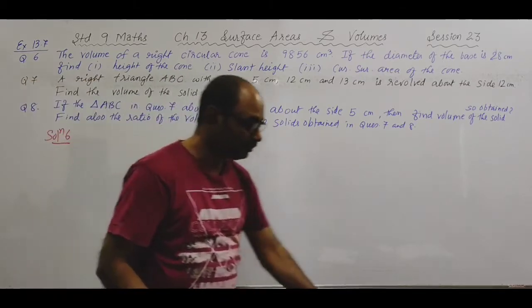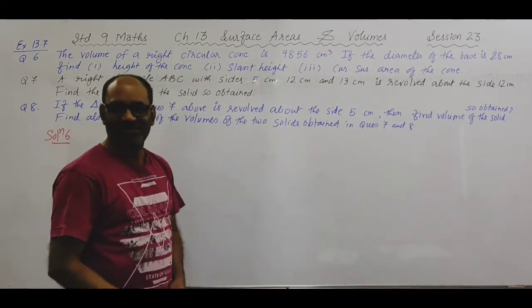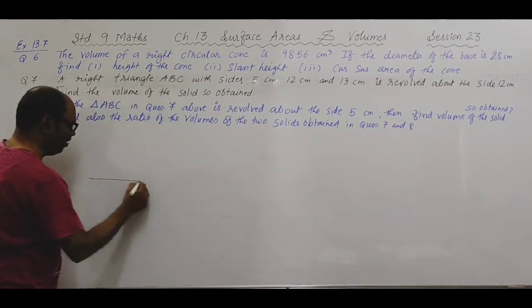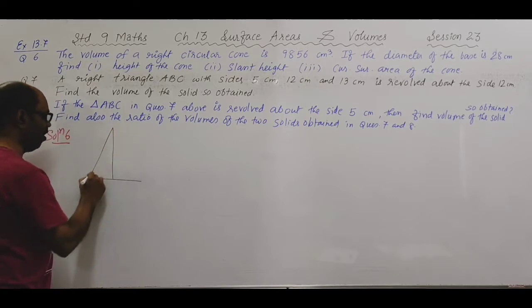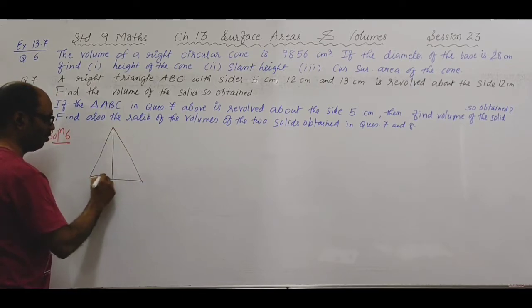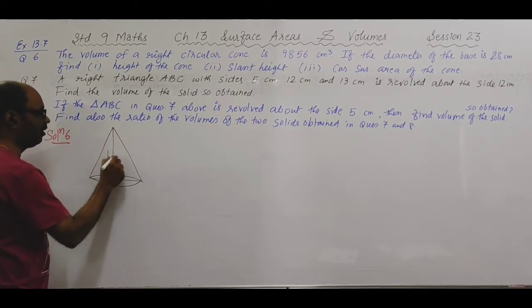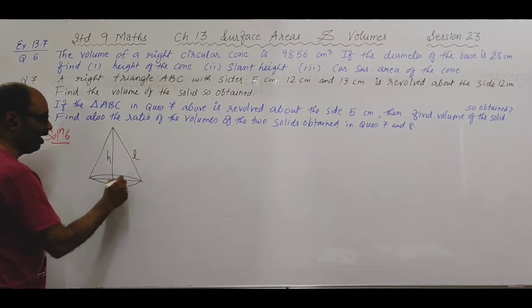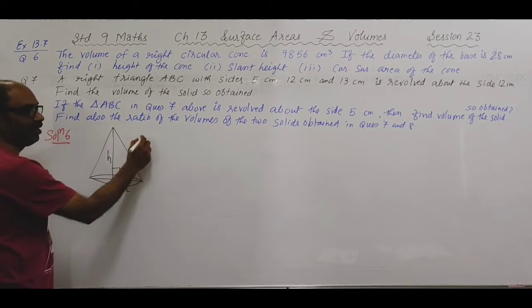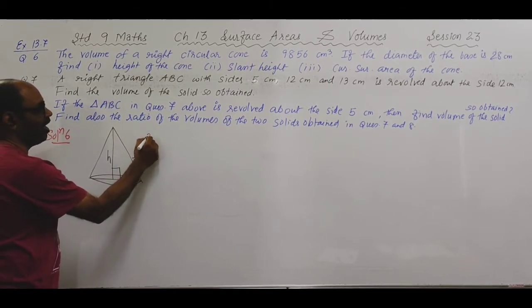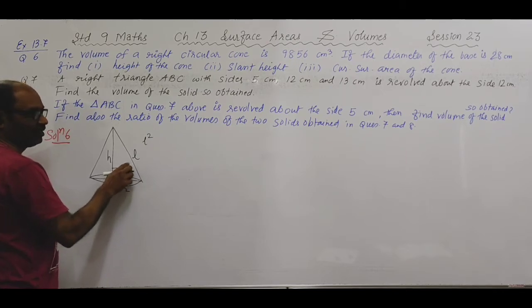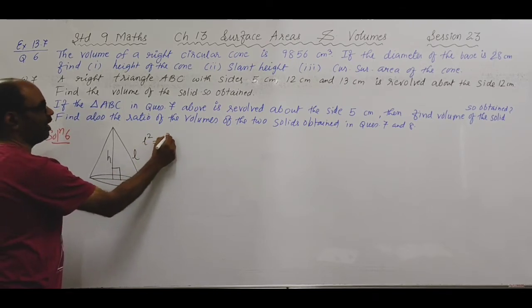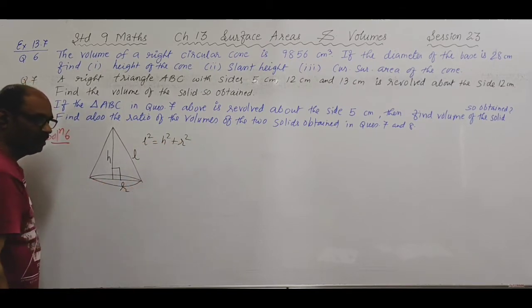Once again, figure is not essential, but I will draw. This is what? Cone. Right? इसको height बोलते हैं, इसको slant height बोलते हैं, और ये radius, and this is always perpendicular. उसकी जरूरत पड़ेगी. Right angle के सामने L square is equal to h square plus r square.